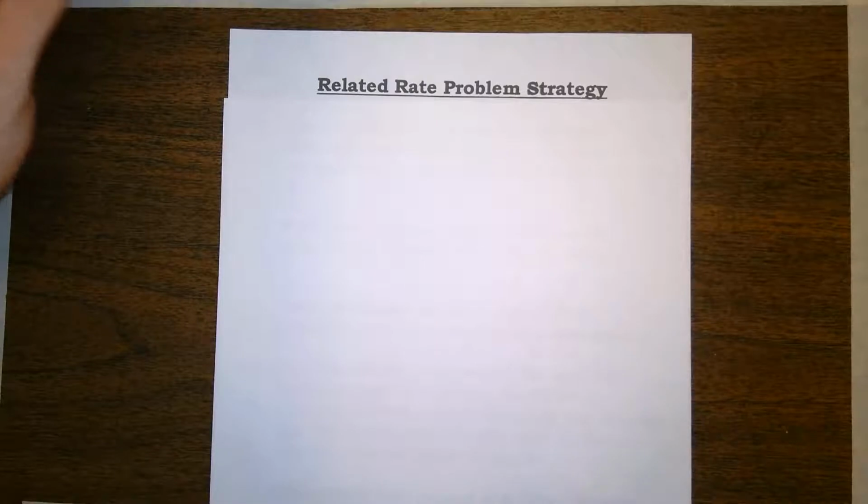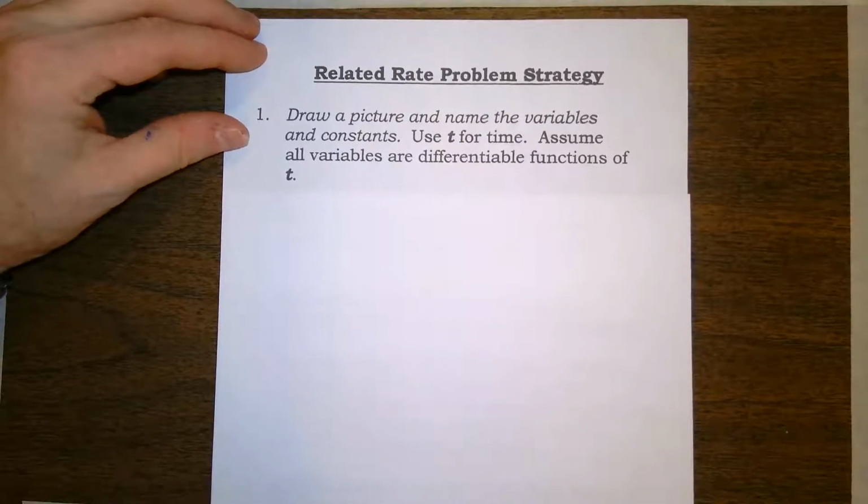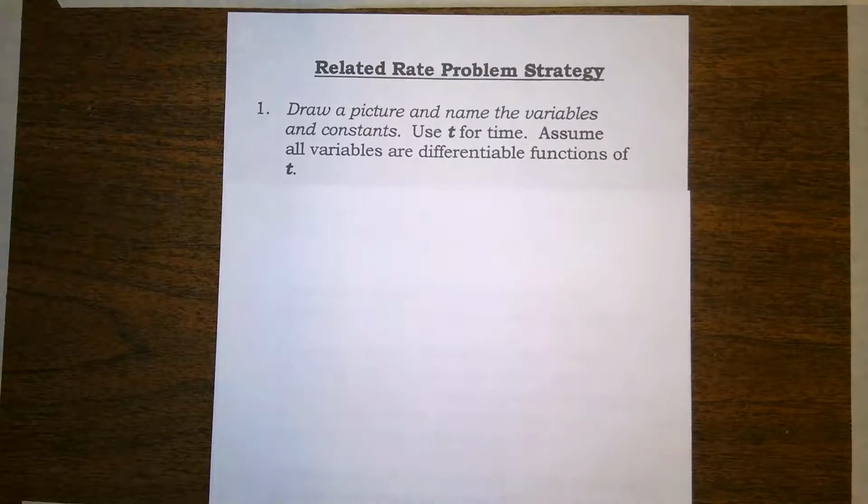So the first thing when we're dealing with a related rate problem is we want to make sure that we draw a picture and name all the variables and the constants. So draw a picture, a diagram, what's going on, name all the variables, put that in the picture. We're going to use t for time. And we can assume that all variables are differentiable functions of time. We're always going to differentiate with respect to time, something changing over time.